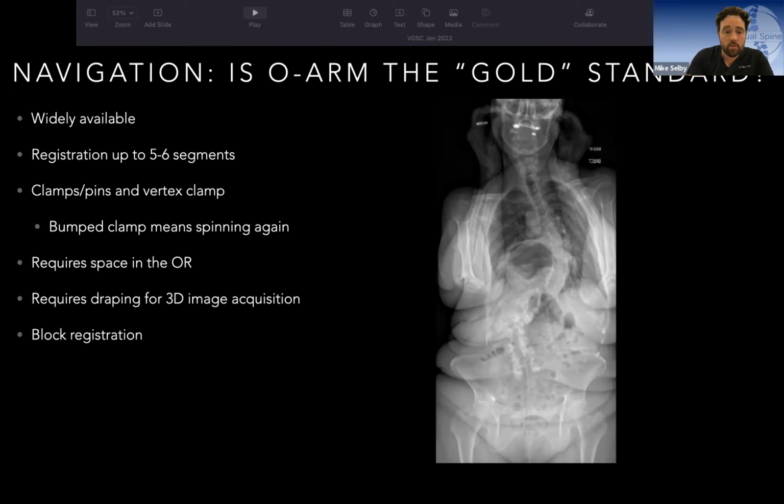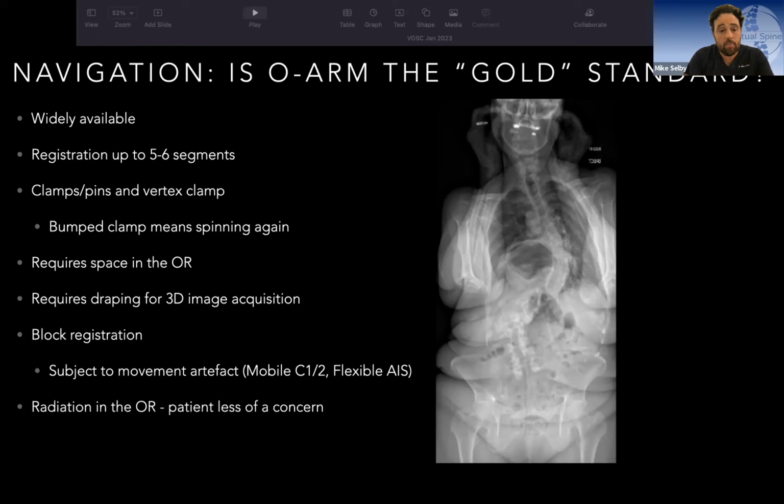And I've been through this with idiopathic scoliosis previously. Because of the block registration, it's really quite subject to movement artifact. And this is where, say, the mobile C1-2, and I suspect that's why Ali likes to go freehand for those, or the flexible idiopathic scoliosis, peaking in the lumbar spine, when you start leaning on it, because of the block registration, it becomes inaccurate. So when you're trying to hit a 3 millimeter apical pedicle with a 4.5 millimeter screw, it's a challenge, and you really need that accuracy.